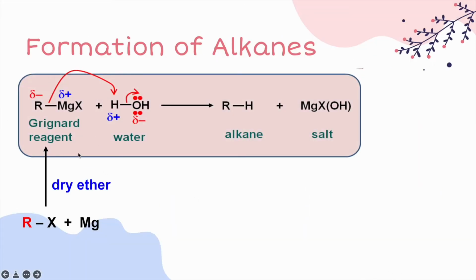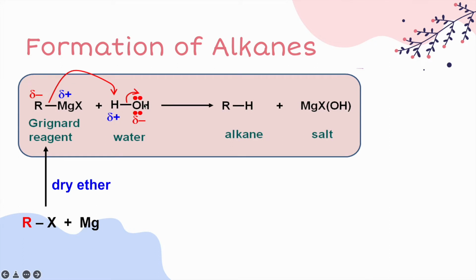Formation of alkanes. Grignard reagent reacts with water, so in order to form Grignard reagent, you need alkyl halide or aryl halide reacting with magnesium, so the magnesium will attach to R and to X, and then it becomes Grignard reagent over here, and it will react with water to form alkane. The bond between R and Mg consists of 2 electrons. These 2 electrons will be used to attack the hydrogen in water.